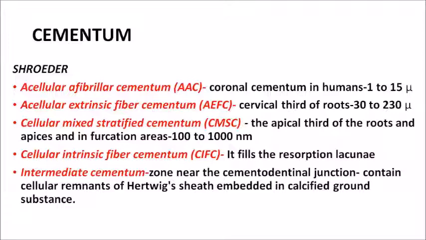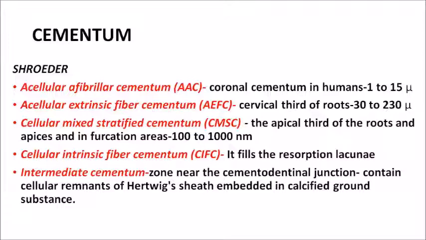Next one is acellular extrinsic fiber cementum. So just apical to this acellular afibrillar cementum, you can see acellular extrinsic fiber cementum. It covers the cervical third of the roots. So the cervical third means it is wider. It is 30 to 230 micrometers in thickness. It's a big range, 30 to 230.